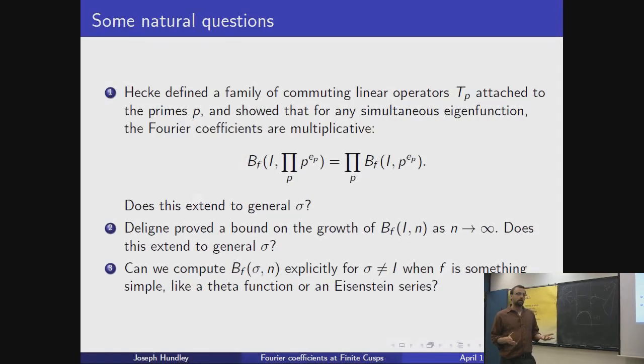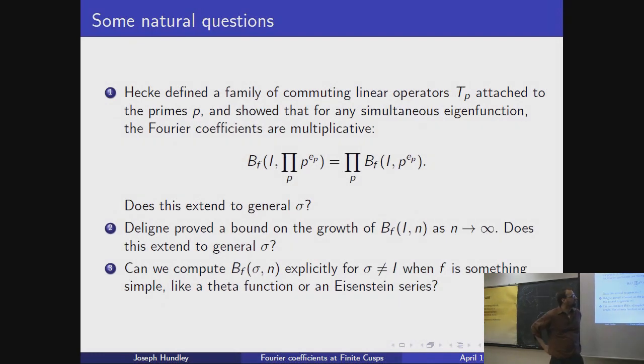And what he was able to show is that if you take a simultaneous eigenform, then the Fourier coefficients have this nice Eulerian property, where if you take your integer that's going in, so if I put the identity matrix here, the cusp parameter is automatically here, and you factor over a product of primes, then you can just write it as the product on the outside of the Fourier coefficients of the prime powers. So I guess Sarnak could ask whether this extended to general sigma.